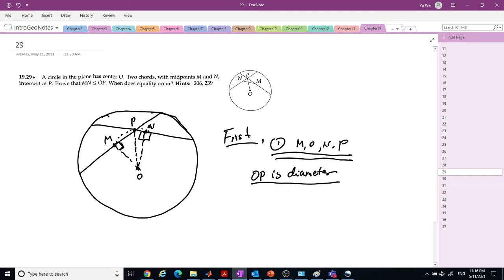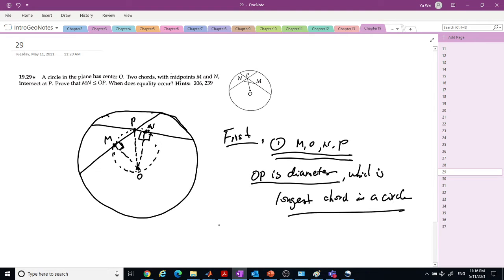So for any circle, the diameter is the longest chord in a circle. Okay, so that's why. Okay, this is the first answer.